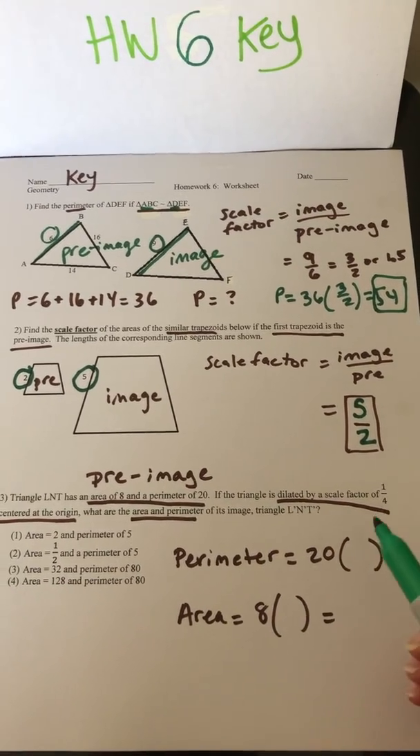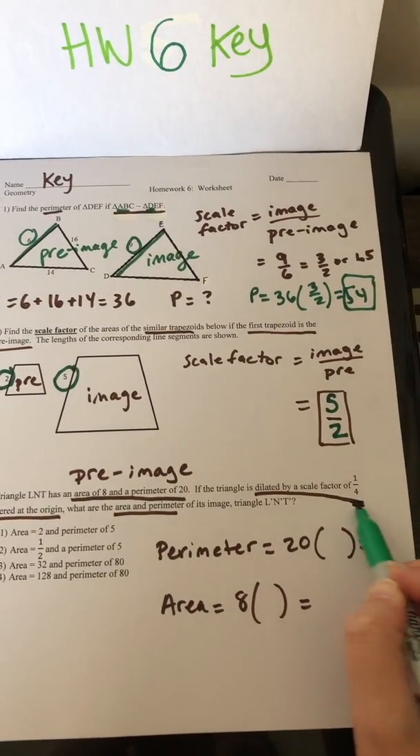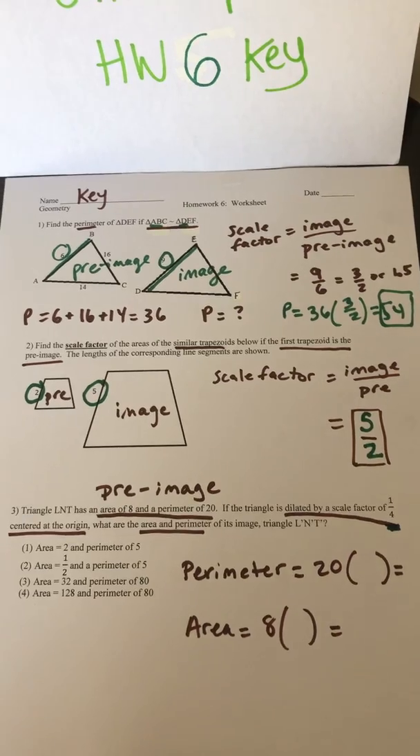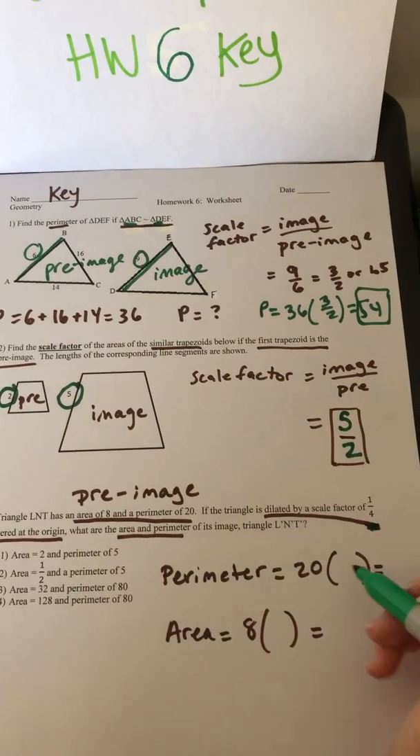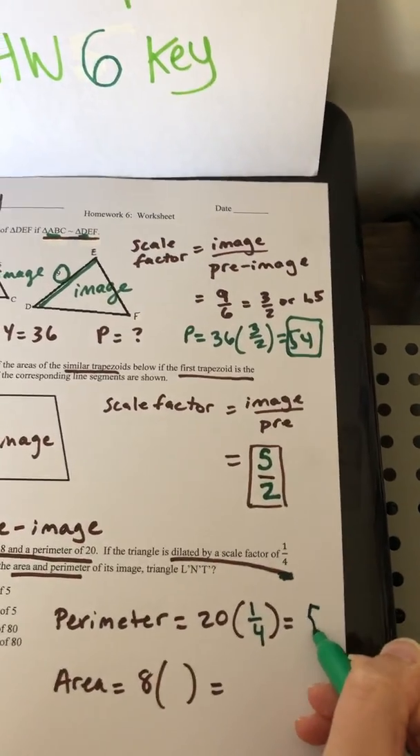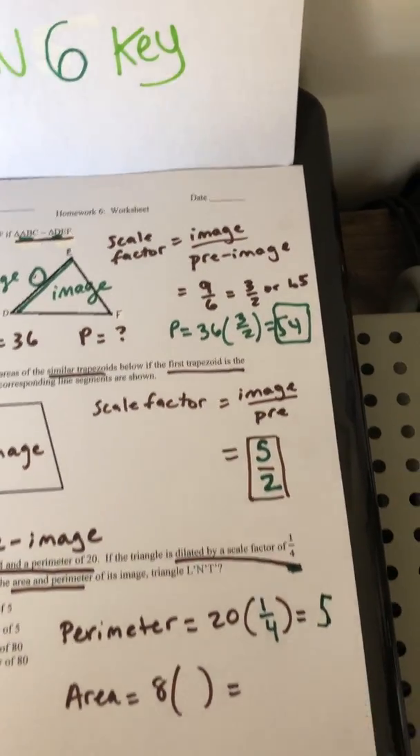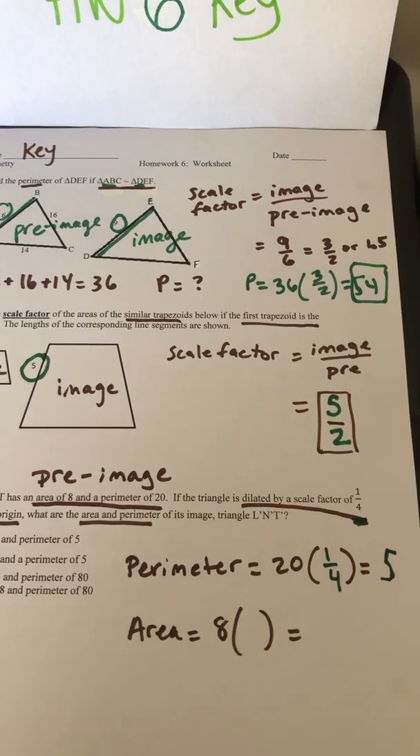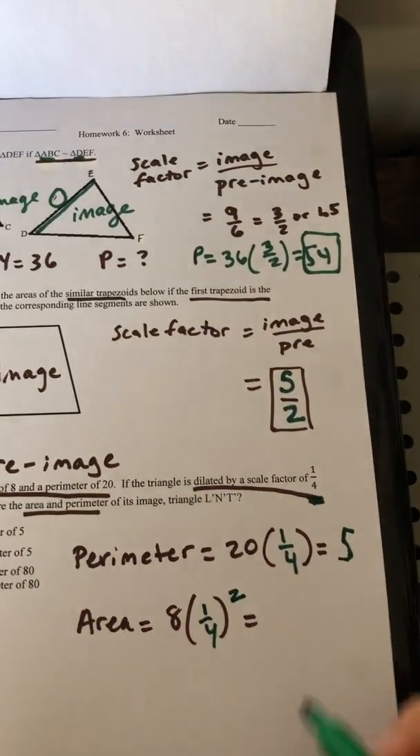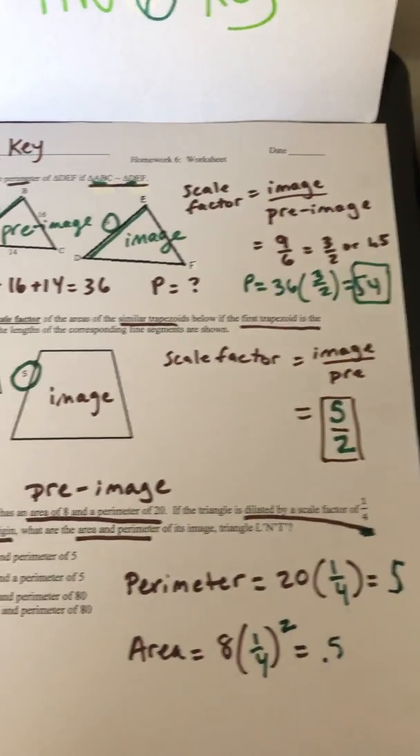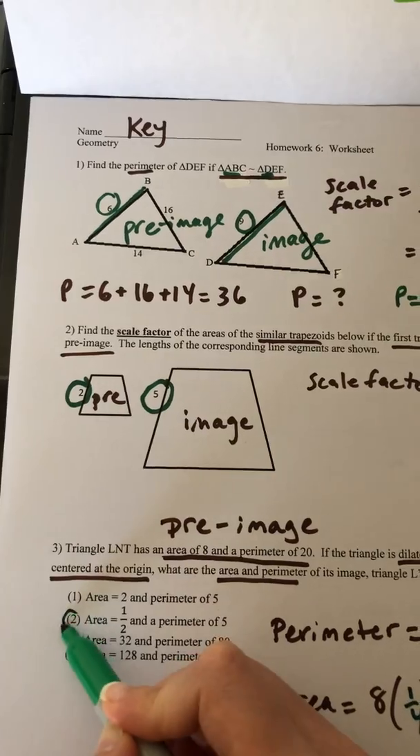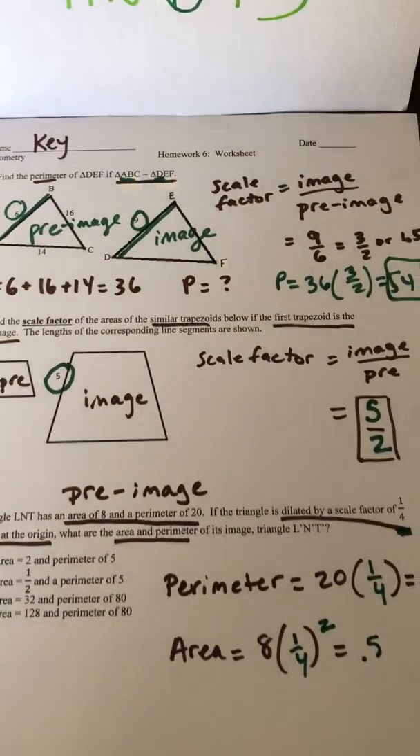Now each one of those is being dilated by the scale factor of 1/4. What's important to know is when do you just use that scale factor of 1/4 and when you have to square it. Well, when you do perimeter, you just put in the 1/4. When you multiply, you get 5. When you do the area, it's not just 1/4, it's 1/4 squared. When you calculate that, it's 0.5 or a half. If we come to our multiple choice, the area is a half and the perimeter is 5.